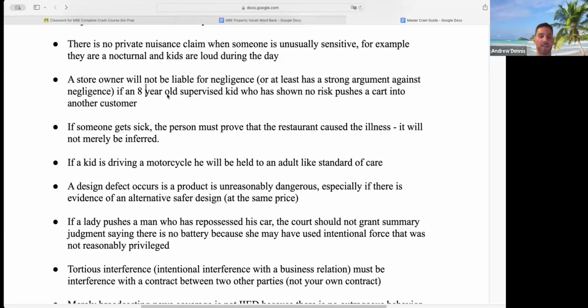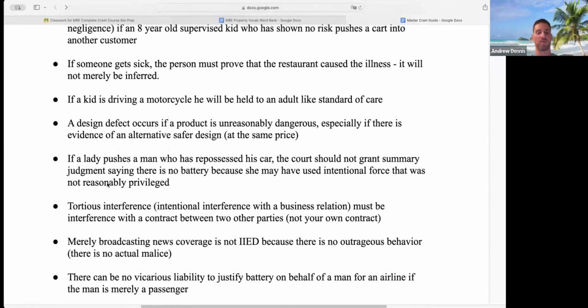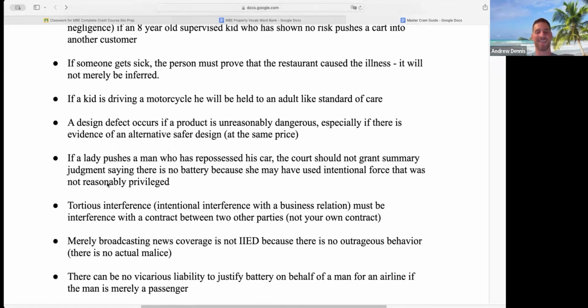A design defect occurs if a product is unreasonably dangerous, especially if there is evidence of an alternative safer design, right? The risk utility test. If a lady pushes a man who has repossessed his car, the court should not grant summary judgment saying there's no battery, because she may have used intentional force that was not reasonably privileged.